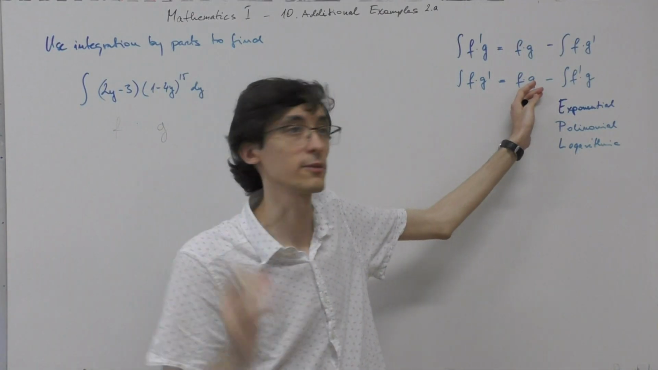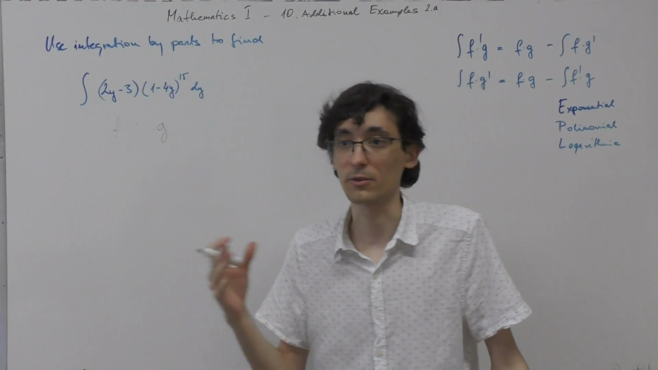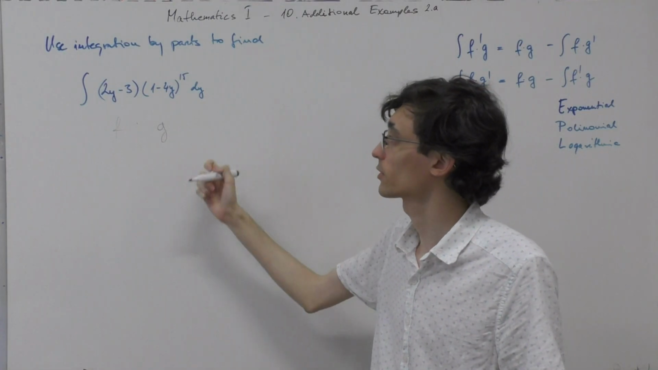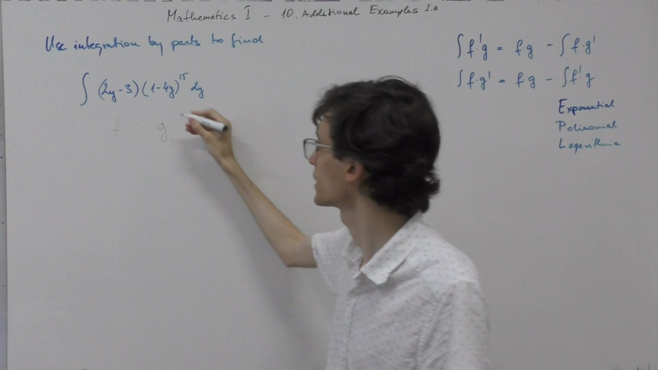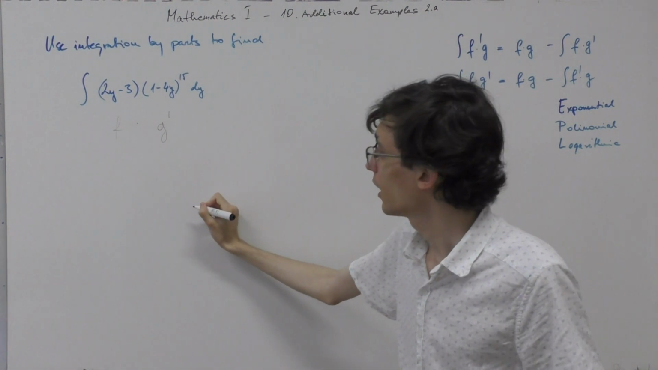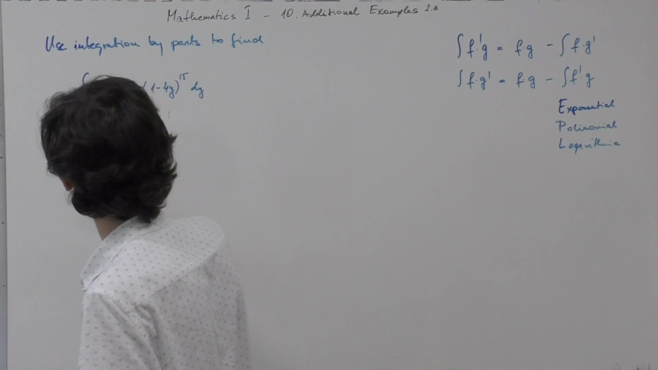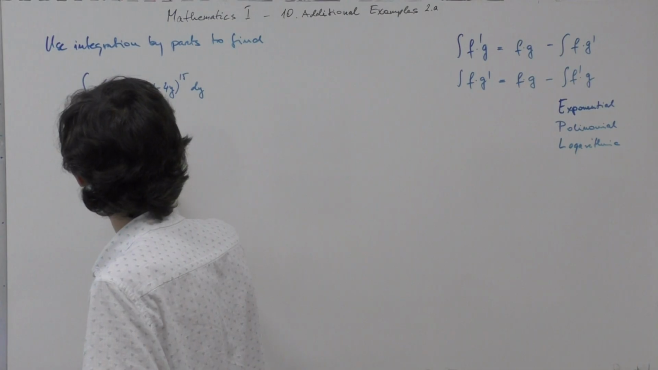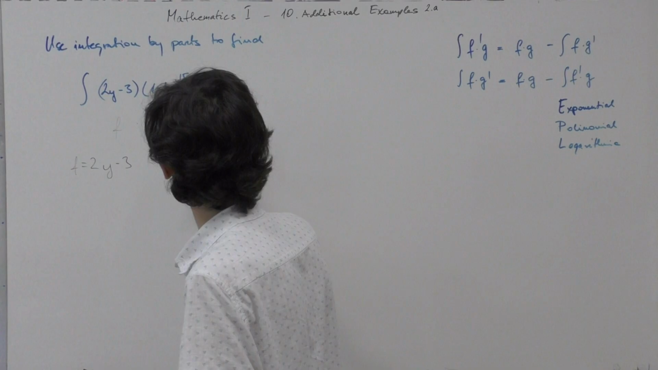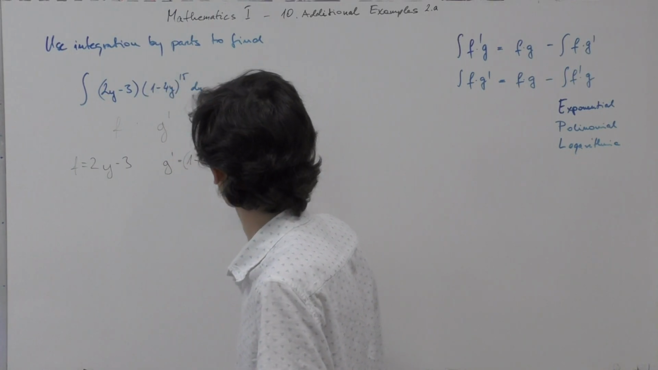We can see that we have no exponentials, but we have two polynomials, so we must decide which one will be derivative, and we must choose the one with the higher power to be the derivative, so we will have g prime. Now let's just write out f and g prime. F is of course 2y minus 3, and g prime is of course 1 minus 4y to the 15th power.